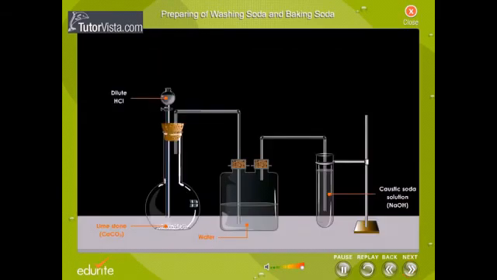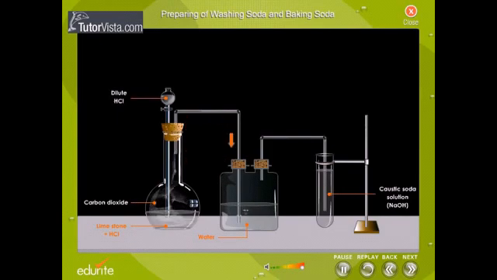The apparatus required for the preparation of washing soda and baking soda is arranged as shown here. Limestone, CaCO3, is taken in a flat-bottom flask. Caustic soda solution is taken in a large test tube. Dilute hydrochloric acid is dropped into the flask through the thistle funnel. Limestone and dilute hydrochloric acid react to generate carbon dioxide gas.